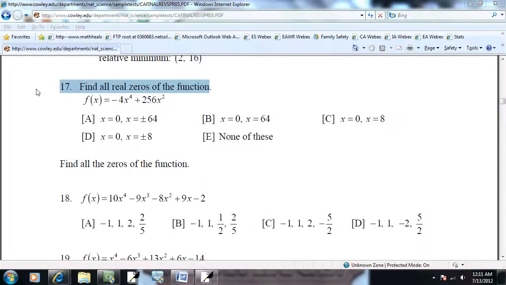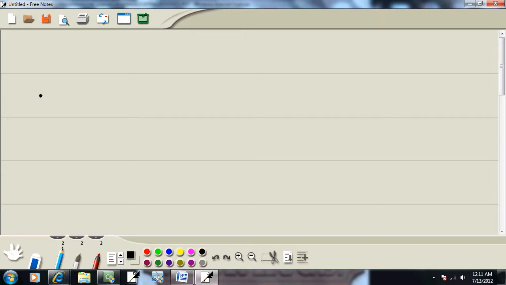Let's take a look at problem number 17. Find all the real zeros of the function. I've got f of x is equal to negative 4x to the fourth plus 256x squared. Now the instructions say to find all the real zeros.